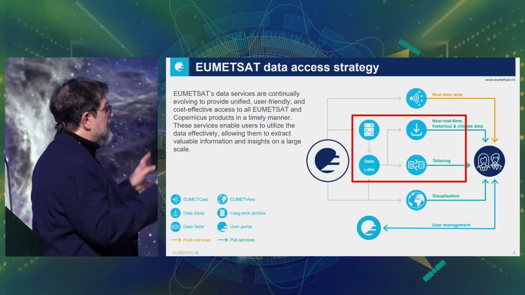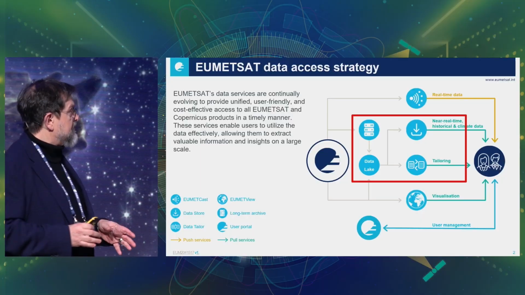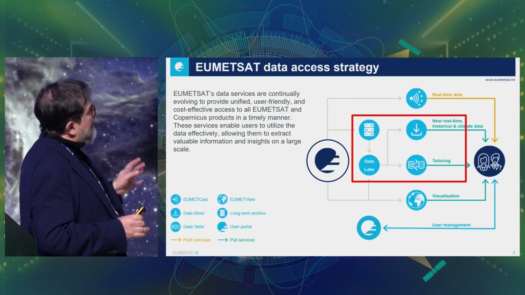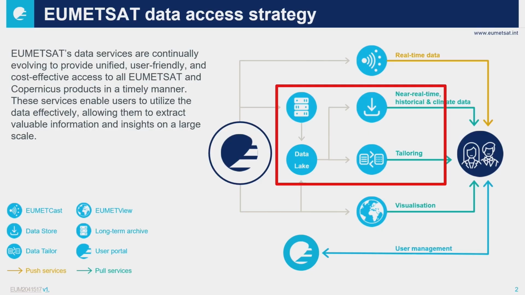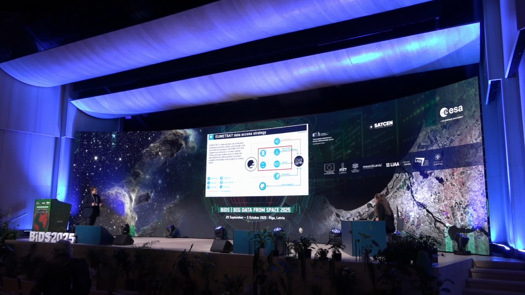So let's start from the tools that we have to distribute the data to our users. We use two mainly different channels. One is a push channel. This means that we are streaming in broadcast, in multicast, the data directly to the user. We use mainly two channels. One is the satellite UMETcast that uses the satellite and a satellite dish to the user receiving station, and the terrestrial UMETcast that uses GEANT mainly to distribute data.